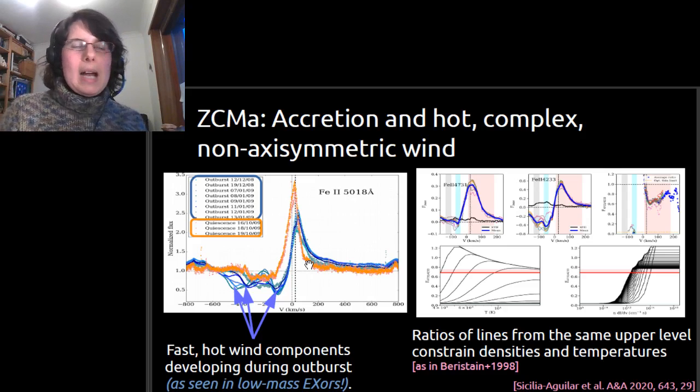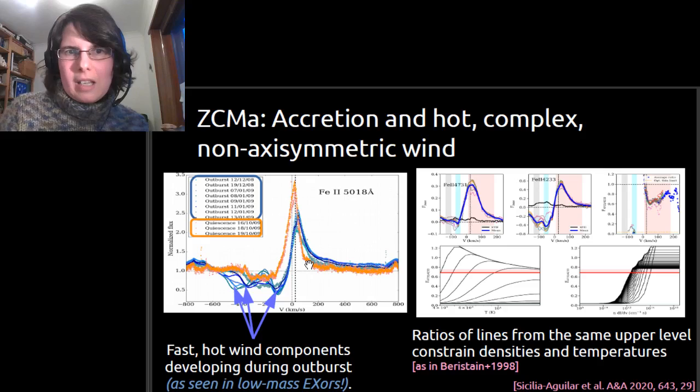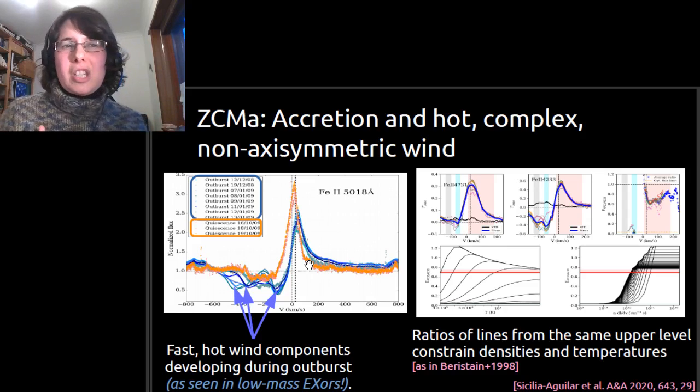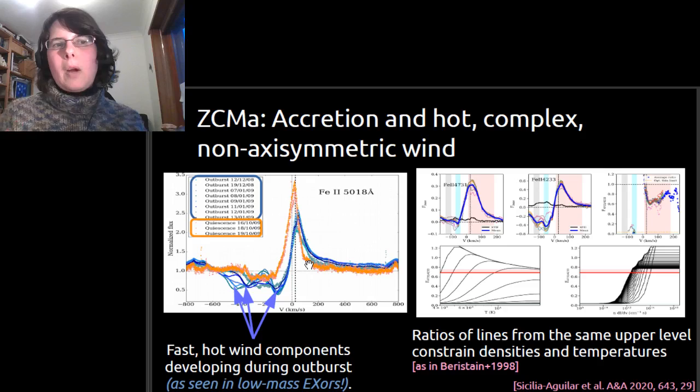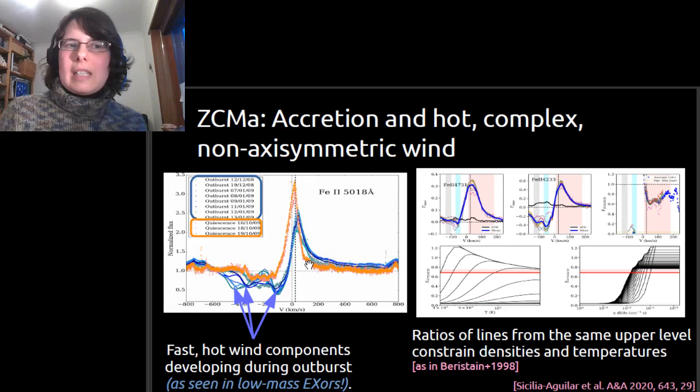We can pick up disk wind and stellar winds, and surprisingly this is very similar to what we observe also in low mass XOR outbursts. So it looks like there is a continuum of properties between stars that have accretion bursts, no matter what their mass is. The mass of ZCMa is probably about 6 to 8 solar masses, so it's a really big one, but it's not so different in properties compared to other objects like X-Lupi, that is less than 1 solar mass.